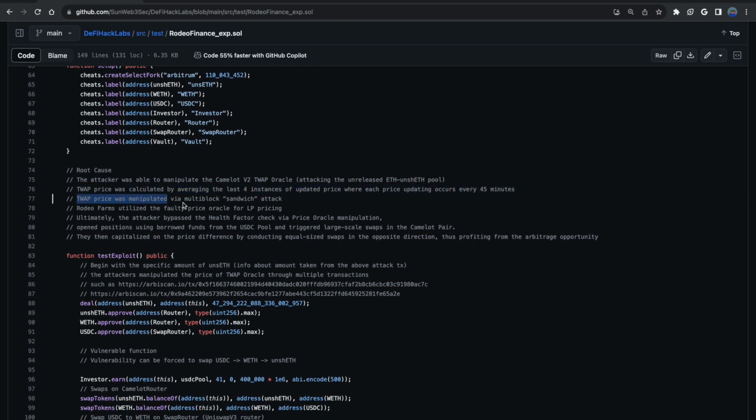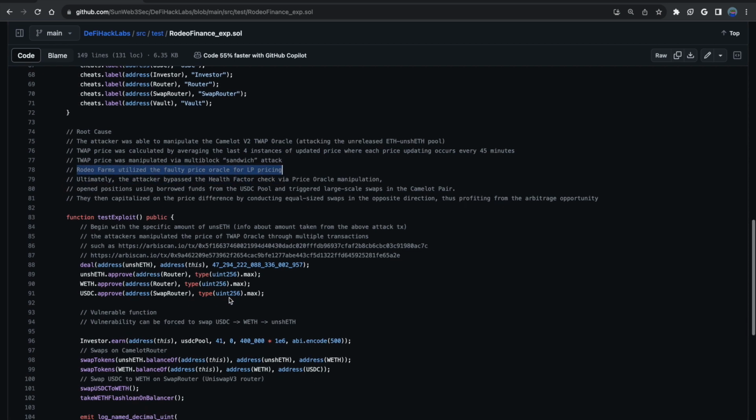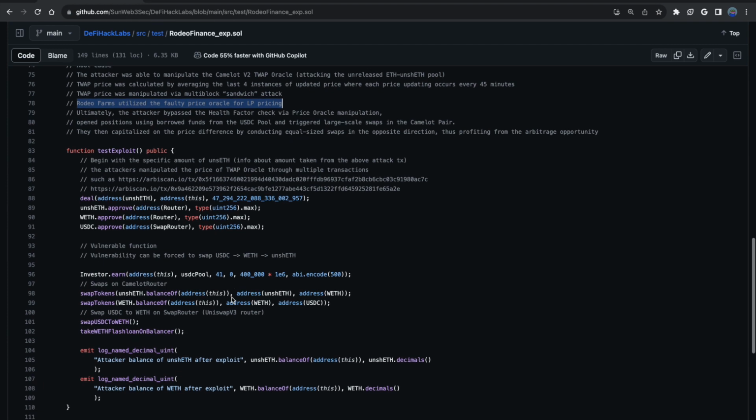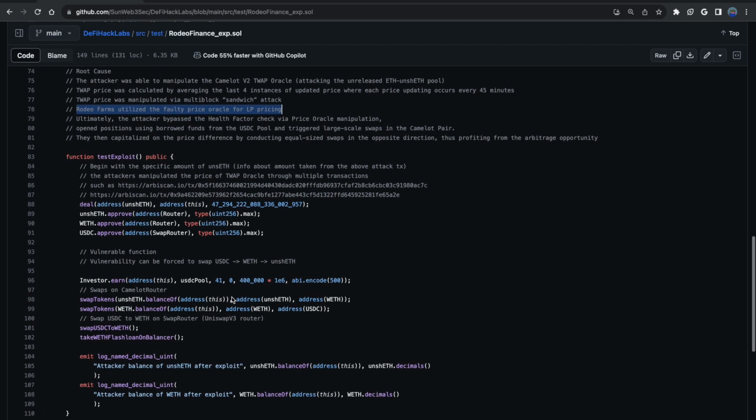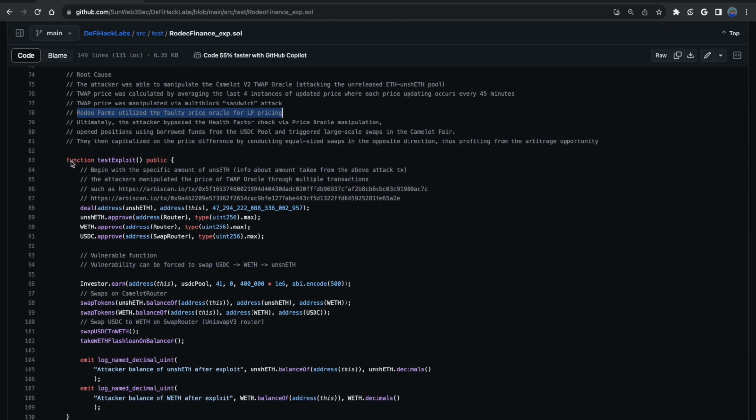Again, the swap price was manipulated via multi-block sandwich attacks. And then Rodeo Farms utilized the faulty price oracle for LP pricing. And I believe it was a Camelot oracle. But let's go down to the exploit. So this is the exploit.